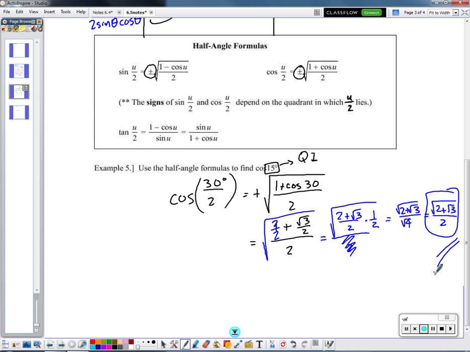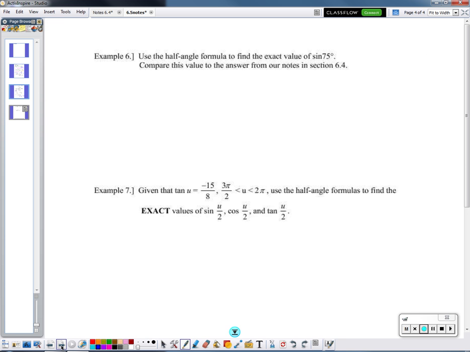We only have 2 more examples to try here. Example 6 with our half angle formula. They want us to find the exact value of sine of 75 degrees. Remember, we did this back in section 6.4 in one of our examples. So again, when we go back, check to see if the answers are the same. We want to take an angle and cut it in half to get 75. Well, to do that, if I multiply 75 by 2, I end up with 150 degrees. So the sine of 150 over 2 is the angle that I'm trying to find.